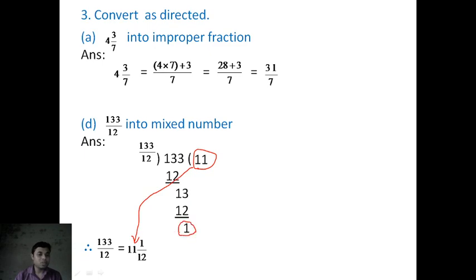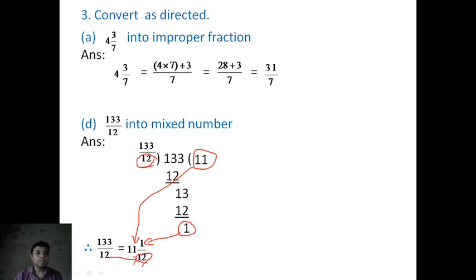And the remainder will be the numerator. Remainder will be the numerator, and the denominator no change. Denominator will be 12. The divisor will be the denominator. Divisor D and denominator D. Just remember it. So divisor and denominator will be the same. Here 12 and here 12.